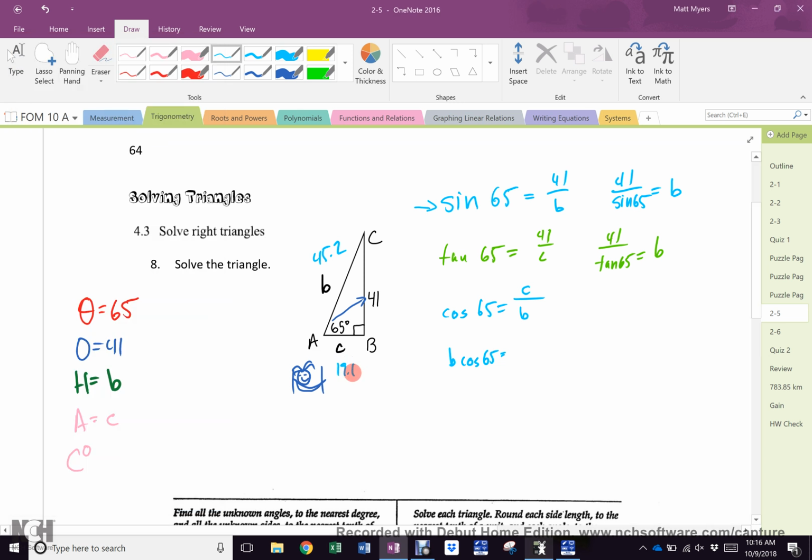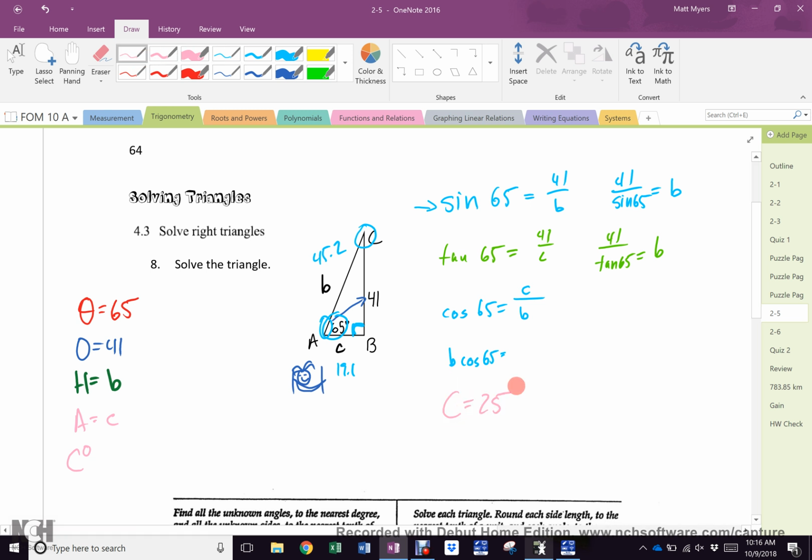Yeah? Do I now know all three sides? So all I need is the last angle, yes? Angles in a triangle, how many degrees are there? 180. How many do I have there? 90. So I must share 90 degrees between them, yes? 65 of it's right there. What's left? 25. C equals 25.